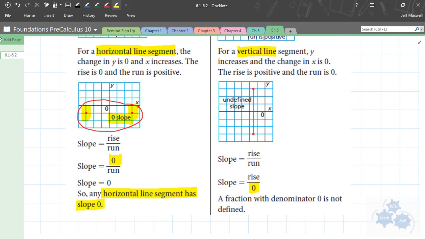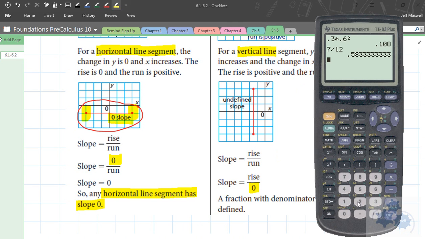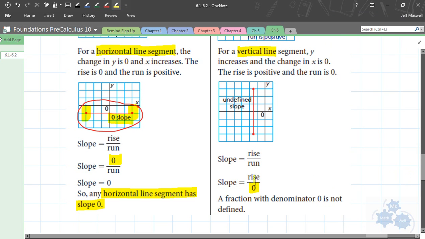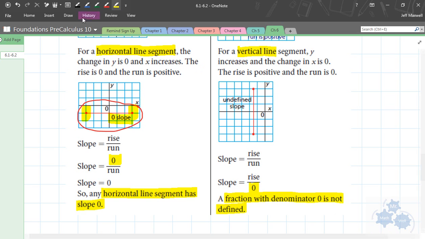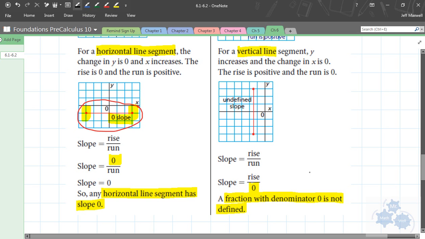So if you want to check on your calculator, you go ahead and check on your calculator. 2 divided by 0, you'll get error. Okay? You cannot divide by 0. A number divided by 0, or even 0 divided by itself, is undefined. It's called undefined. So whenever you have 0 in the denominator, you don't get a real answer. There is no answer. It's undefined. Okay? So a fraction with a denominator 0 is not defined. So we call that undefined.